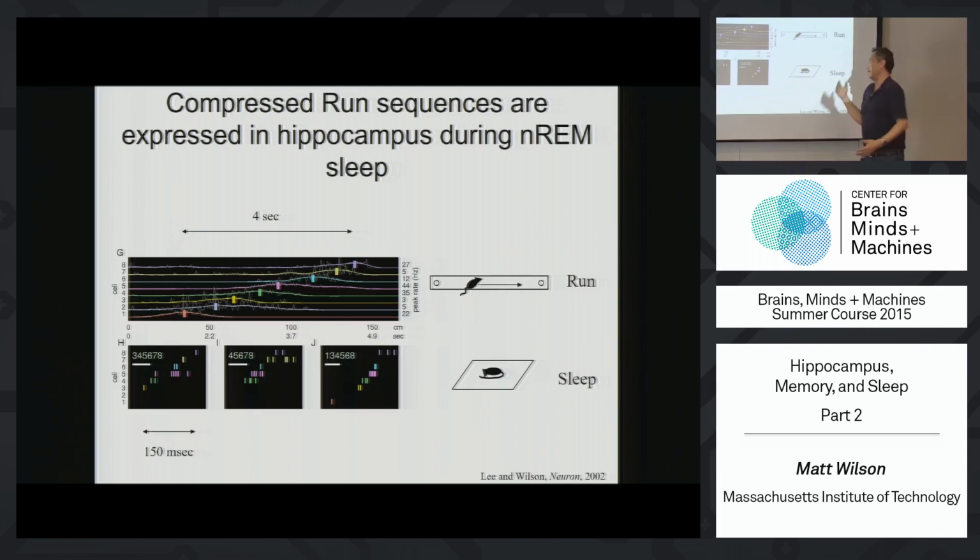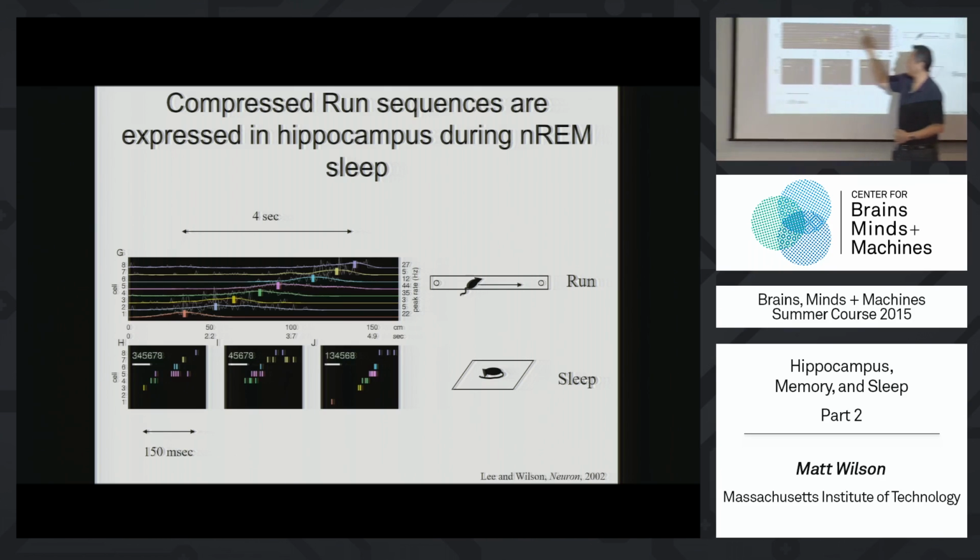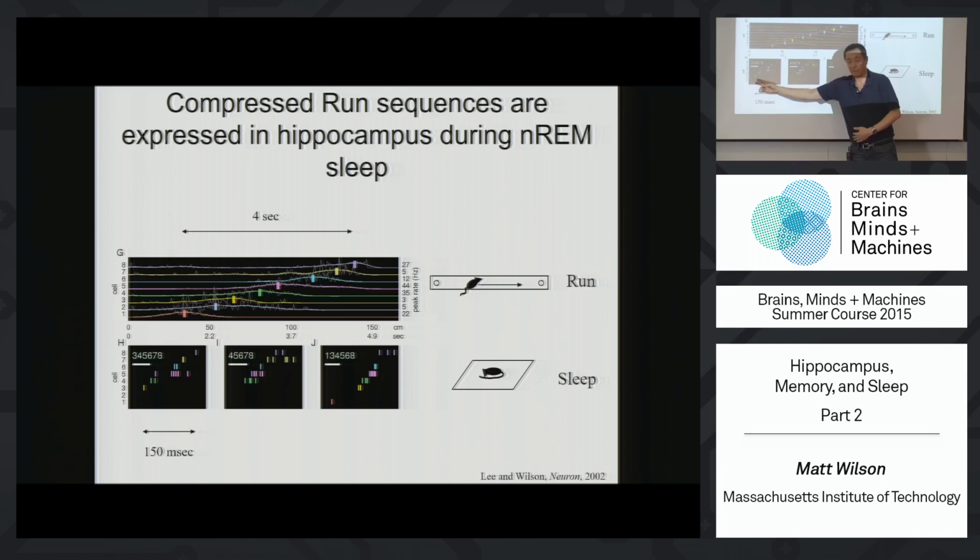What we found was that if you look at activity during behavior, in which you think about these spatial sequences being expressed, and you look during sleep afterward, you find that the spatial sequences are expressed again. So the hippocampus replays the firing of these cell sequences, but at a time scale that appears to be compressed relative to the behavioral time scale.